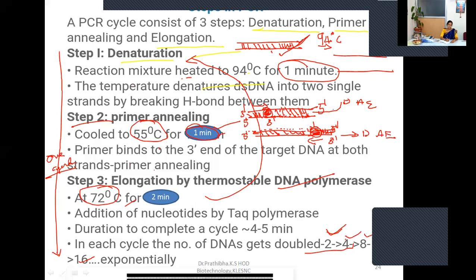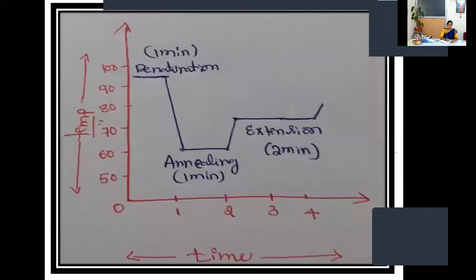Further, when we do this, how many strands will we get? Here we get 4 strands, and here 4 strands. So from 2 to 4, from 4 to 8. You are going to get 8 strands. From these, the 4 will again go for another cycle, and we will get 16. Like that, you are going to get exponential amplification of DNA.